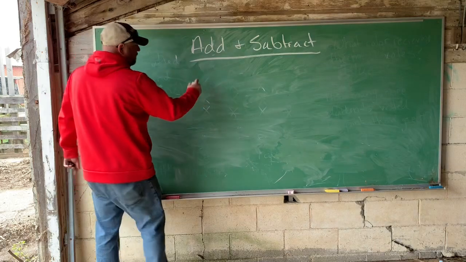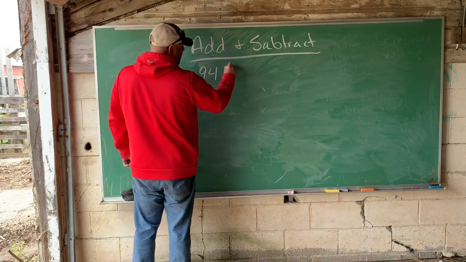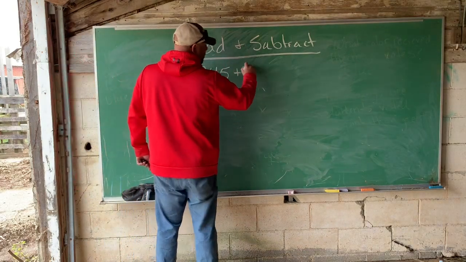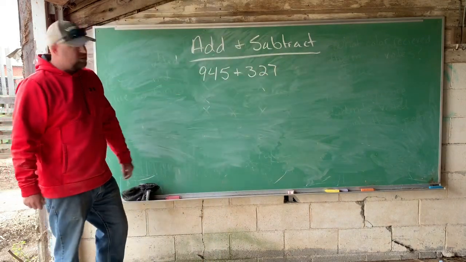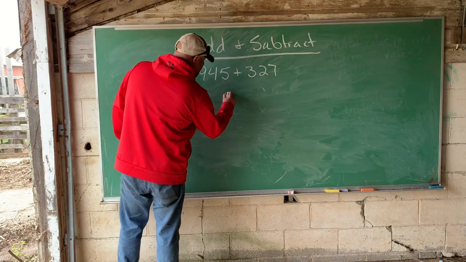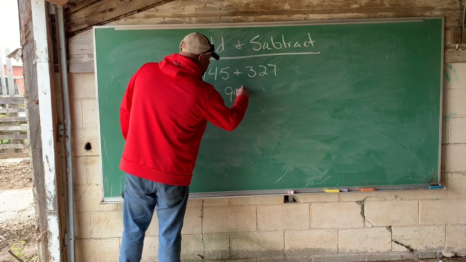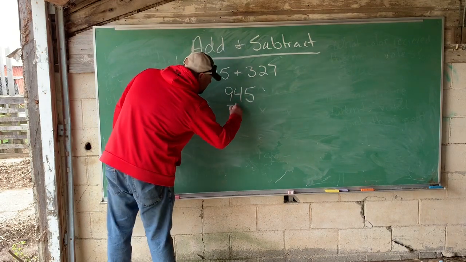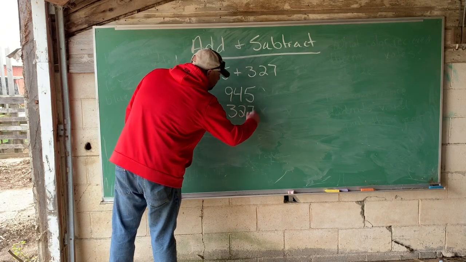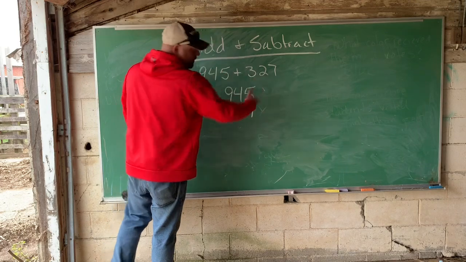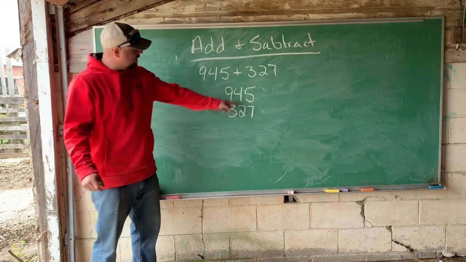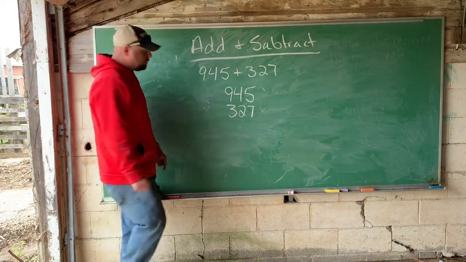So if I have 945 plus 327, I can't do this in my head, so I need to stack and add. So I'm going to take 945 plus 327. Now this one had the same amount of numbers in each. So I just had to line up my ones, my tens, and my hundreds place.